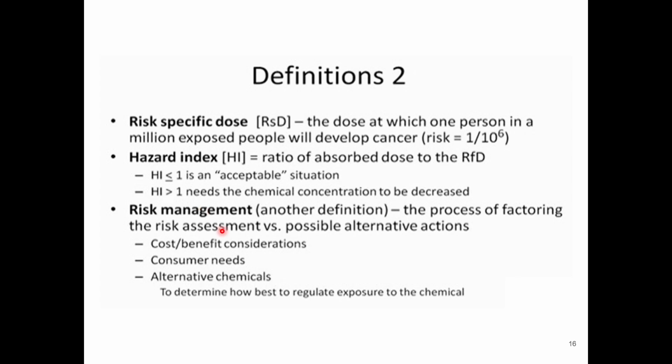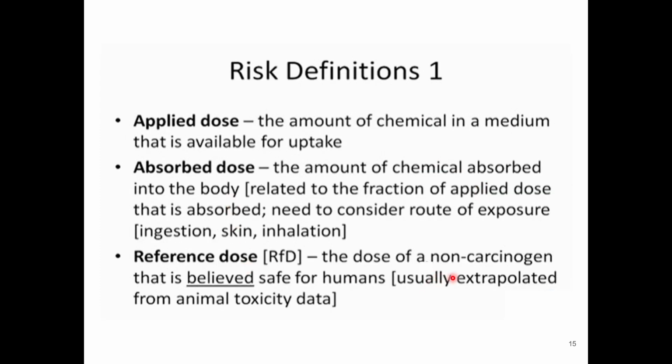Apart from that, there are various other definitions such as risk specific dose. That is RSD. That is the dose at which 1 in a million exposed people will develop cancer, that is risk equal to 1 by 10 to the power 6. Above that, it is considered a risk. Below that, it is not considered a risk for this cancer and food related issues. So reference dose is basically for non-carcinogen, that is non-cancer, and that is a dose of non-carcinogen that is believed safe.